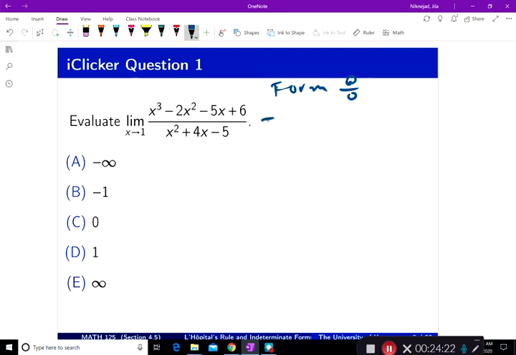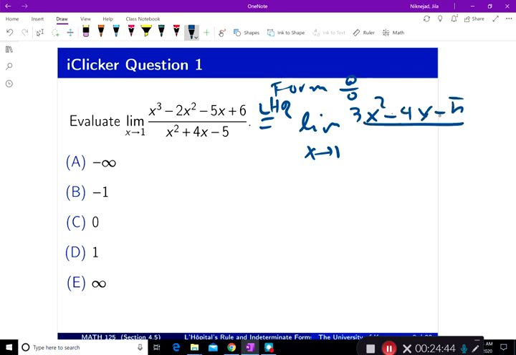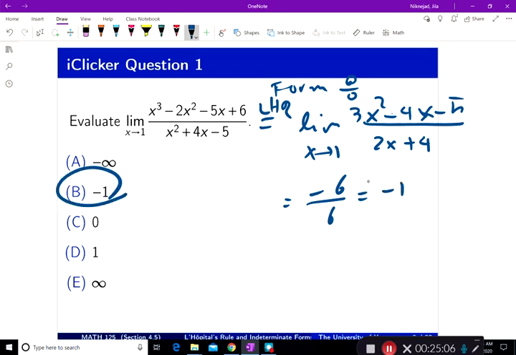Now, can I use L'Hopital's rule? Yes. Should I use other methods? No, because factoring is going to be a bit of a hassle, and you have to do long division for this one also. So the limit as x goes to 1, and I get 3x squared minus 4x minus 5, over 2x plus 4. Now if I plug in, does that give me a number? Yes, it gives me 3 minus 4 minus 5, that is minus 6 on top, and on the bottom it gives me 6, so the answer is -1, and B is the answer.